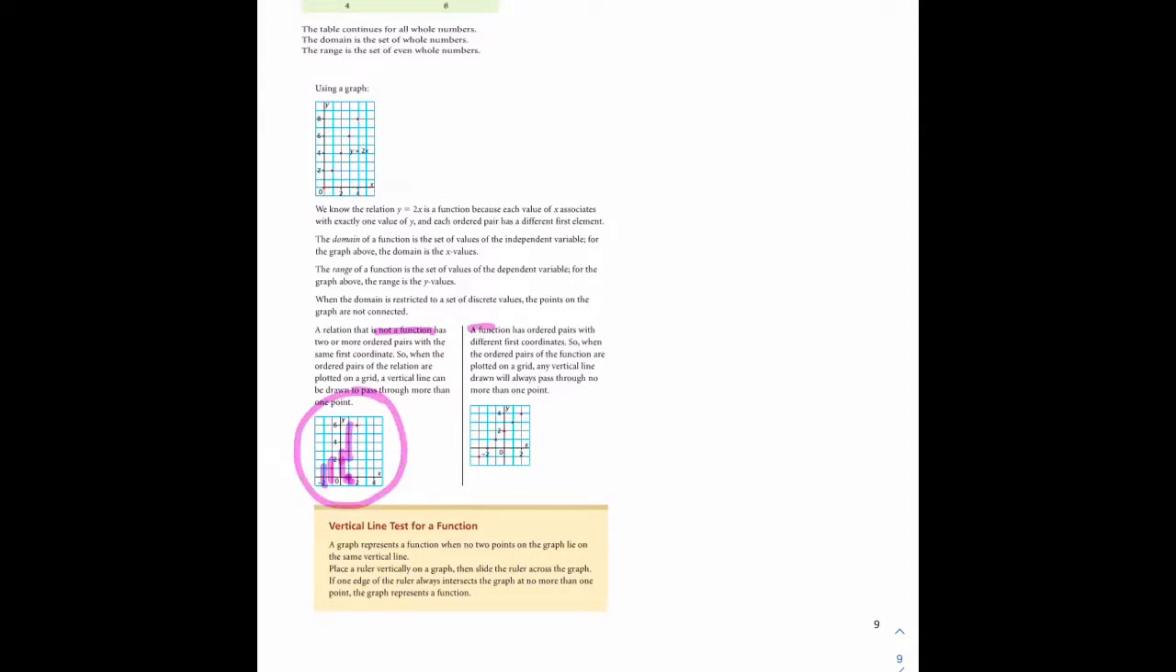A function has ordered pairs with different first coordinates. So when the ordered pairs of a function are plotted on a grid, any vertical line drawn will always pass through no more than one point. They're saying that this is a function, and we know it's a function because if I draw a vertical line through every point on the graph, I'm never going to hit more than one point. So this one here is called a function.